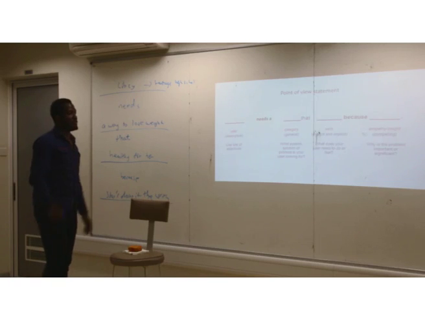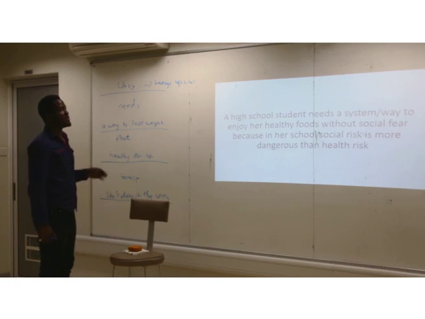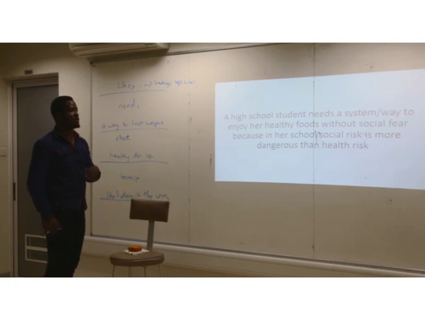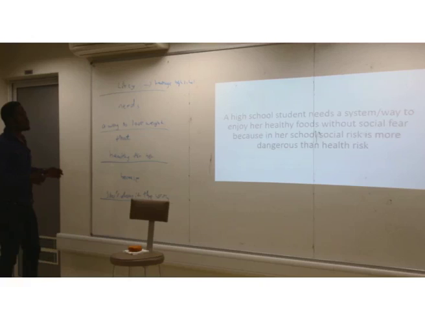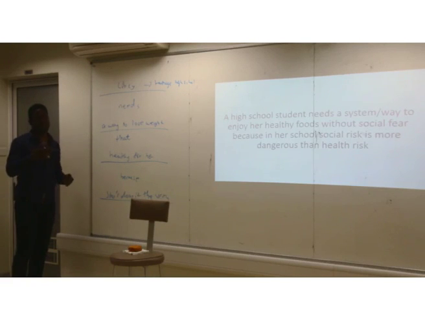So we also have a POV generated from it. A high school student needs a system or way to enjoy healthy food without social fear, because in her school, her social risk is more dangerous than health risk. So like I said, there's no right POV, wrong POV, there is a right process.